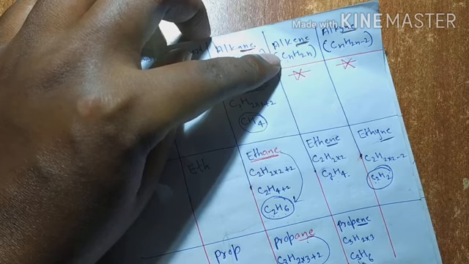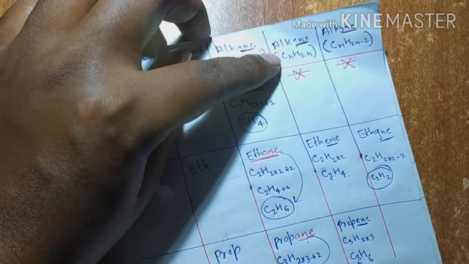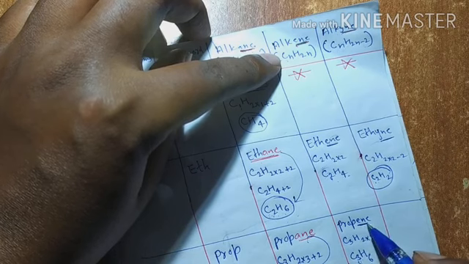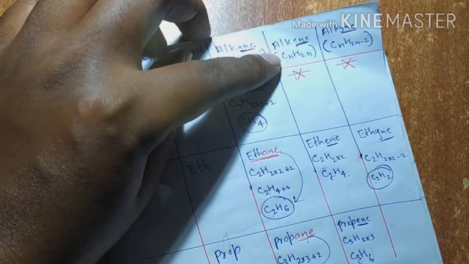So if C3H6 is written, how will you read it? See, this is just double, so we will use the suffix ene. So this is propene, right?